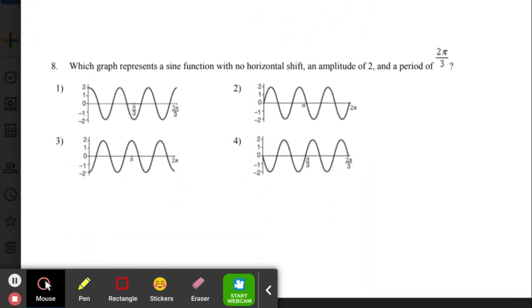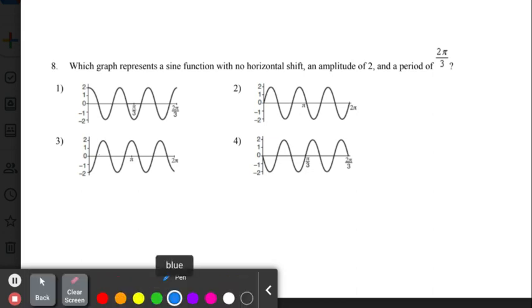Last question. Which graph represents a sine function with no horizontal shift, an amplitude of 2, and a period of 2 pi over 3? So first, we're looking for a sine function. So if the y-intercept is a max or a min, that means it's cosine. So this says an amplitude of 2. This is your amplitude right here. It looks like they both have an amplitude of 2.